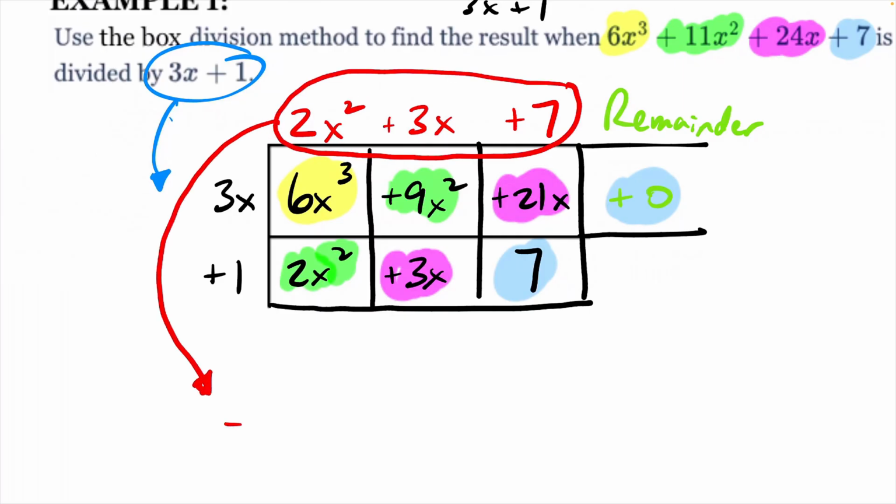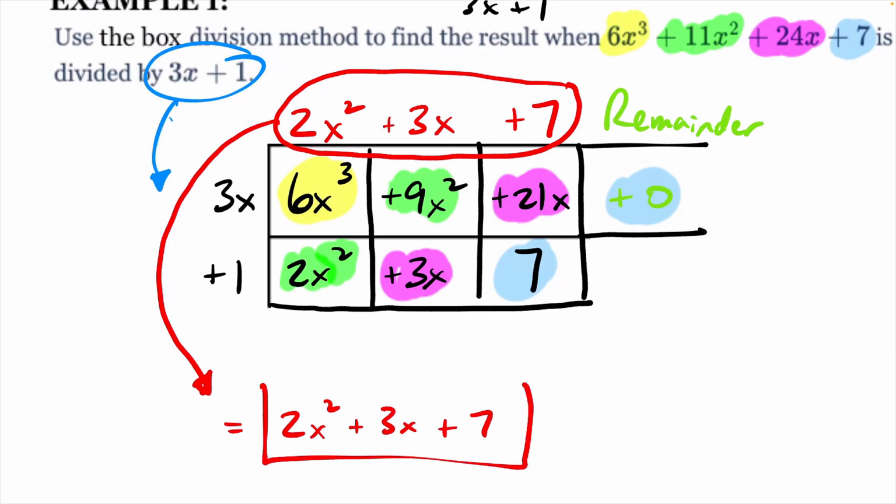So this is our answer. 2x squared plus 3x plus 7. There was no remainder, so I don't need to include that. We're done. Okay. All right, let's do number 2.